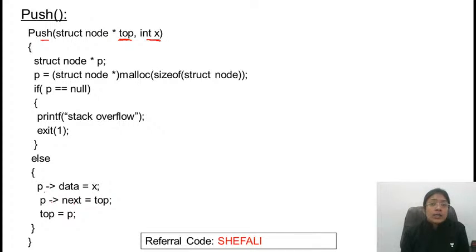कौन सी node add करनी है? That is with data x. बाकी आपके question के ऊपर depend करेगा what input is given. Accordingly you can pass the parameters. Struct node star p. This is going to hold the address of a new node. It is going to hold the address of the new node to be inserted.